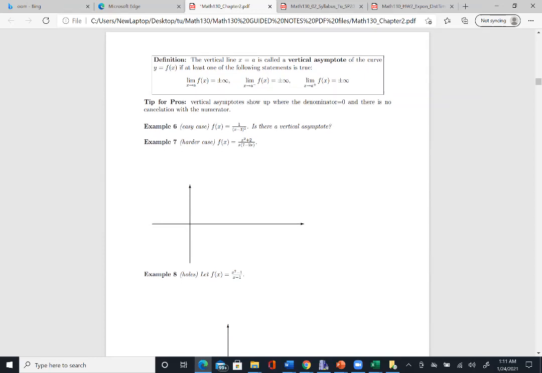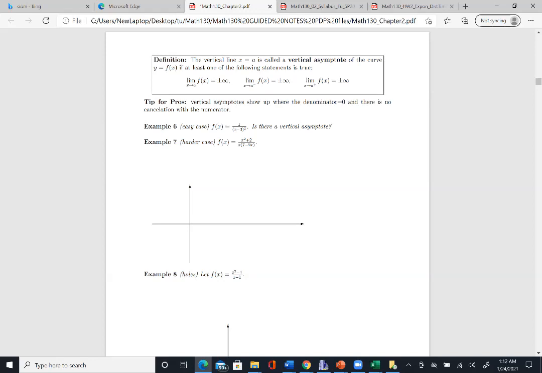Now another definition, about vertical asymptotes. The vertical line x equal to a is called a vertical asymptote of the curve y equal to f(x) if at least one of the following statements is true. The limit of f(x) equal to positive or negative infinity, that's for x going to a. That's going to give you a vertical asymptote.